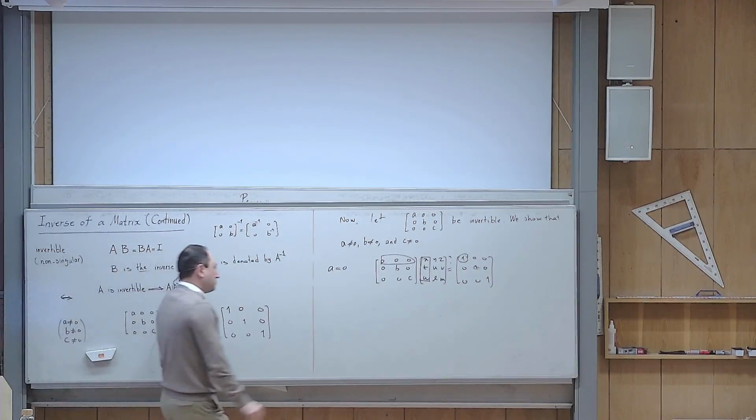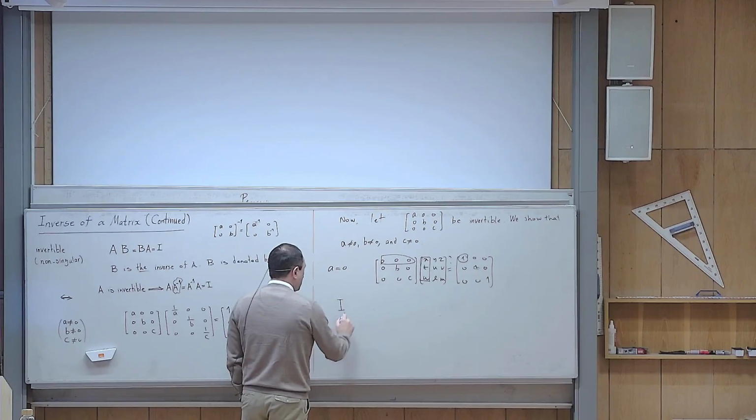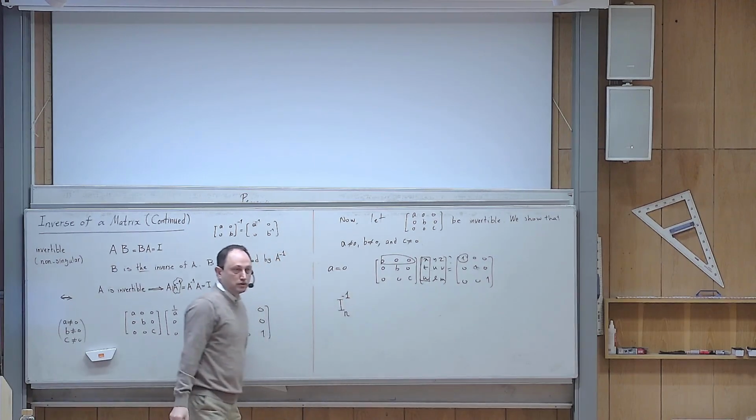Okay, so the next remark is that if I give you the identity matrix of order n, and I ask you what is the inverse of that matrix, what is the answer?